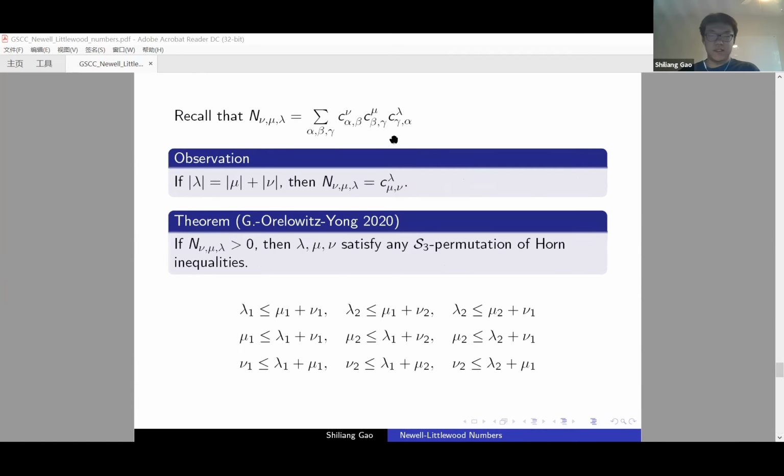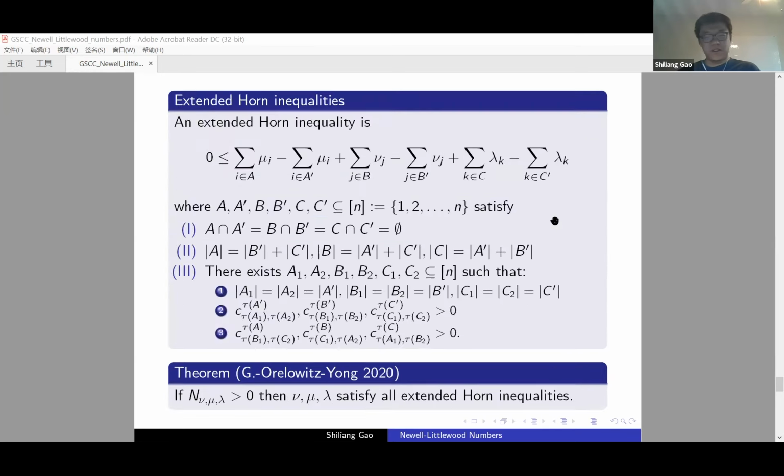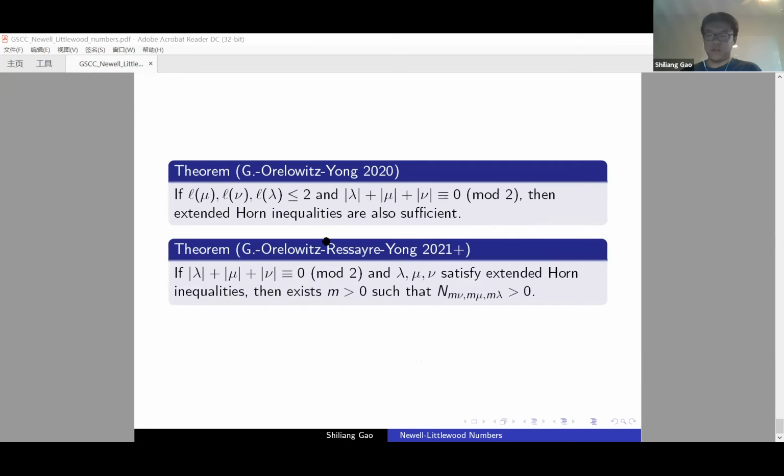The reason is that if you look at this definition, the sum of sizes of mu, nu, and lambda equals 2 times the sum of sizes of alpha, beta, and gamma, in order for anything to be non-zero. Yeah, and this condition also corresponds to lambda plus mu plus nu being in the root lattice in type B and type C.